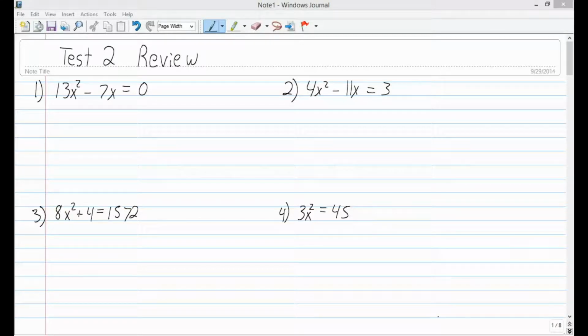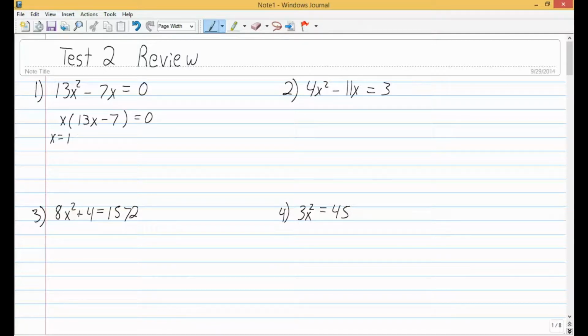The first two we're asked to solve by factoring. So on this first problem, I have the first two terms of a trinomial. It's a binomial since it's just two terms of a quadratic. So I need to factor out the greatest common factor, which is just x. That leaves me with 13x minus 7 equals 0.